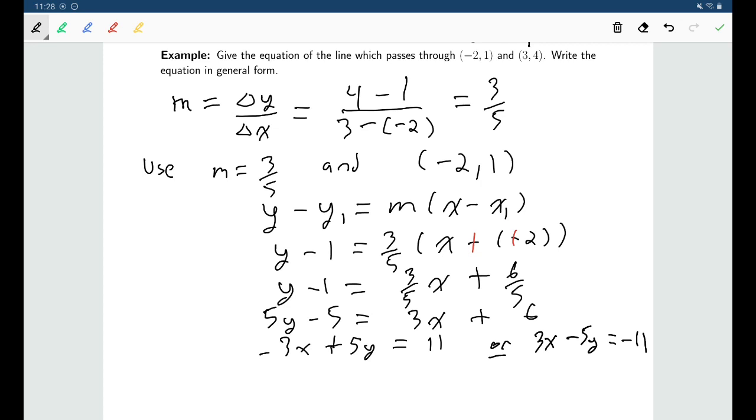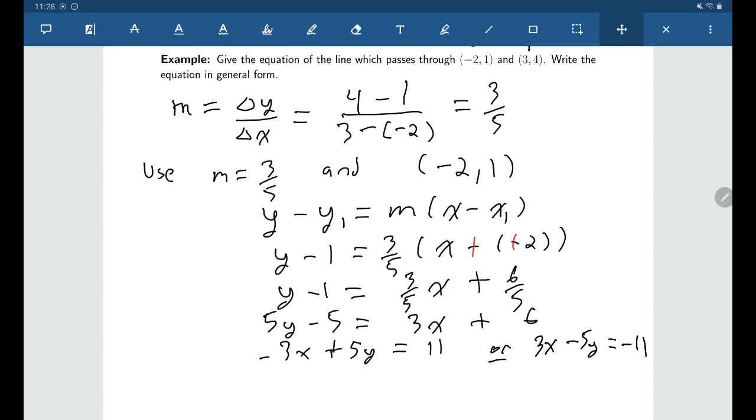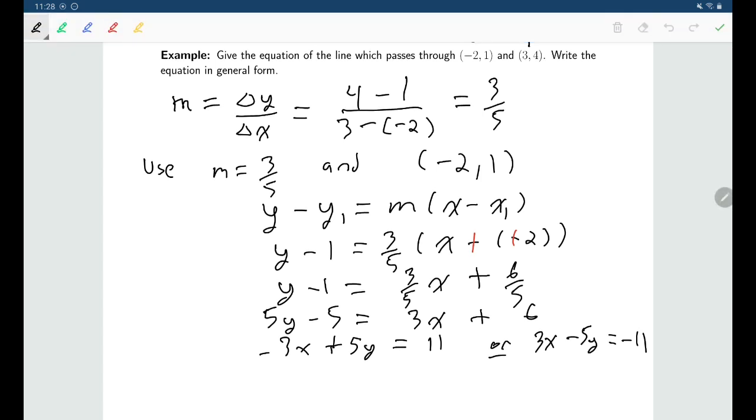Either would be acceptable. Now, the one thing that I wanted to mention before we finish this example and move on to the next is that since this line is supposed to contain those 2 points, (-2, 1) and (3, 4), then both of these points should satisfy our equation.